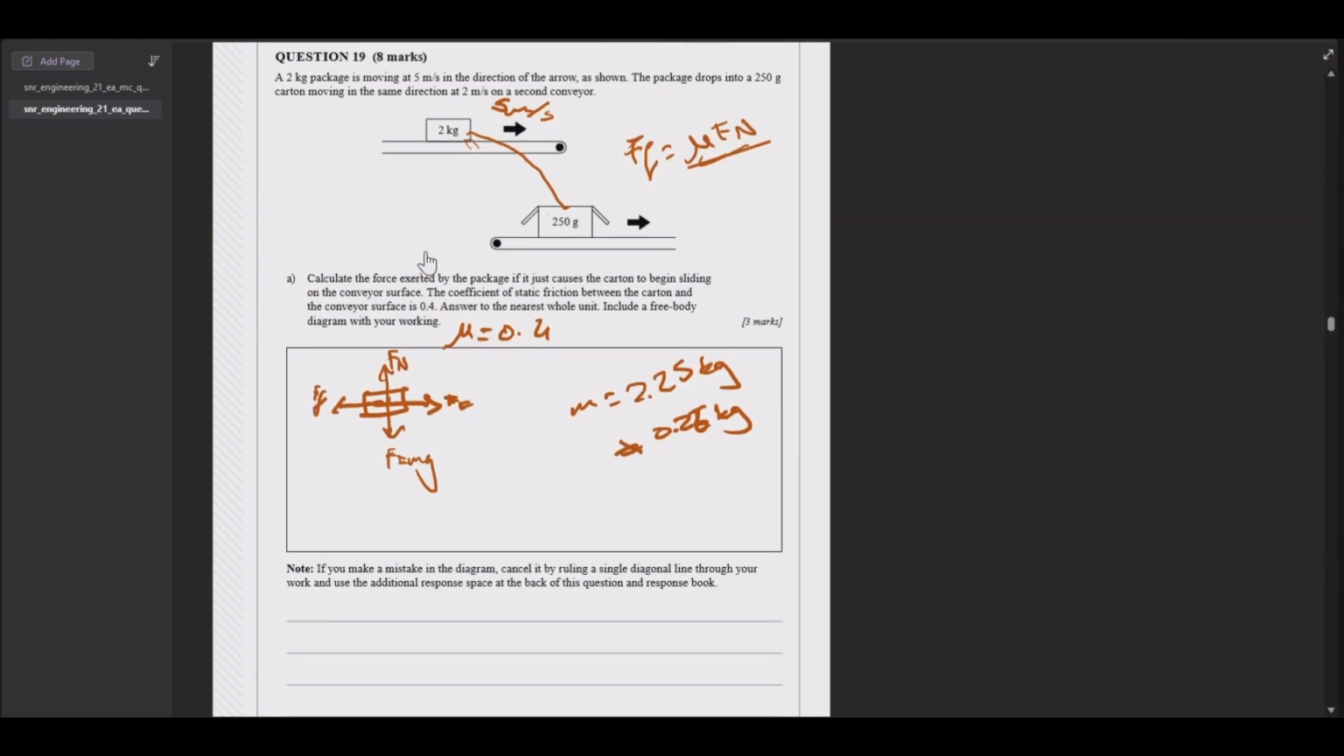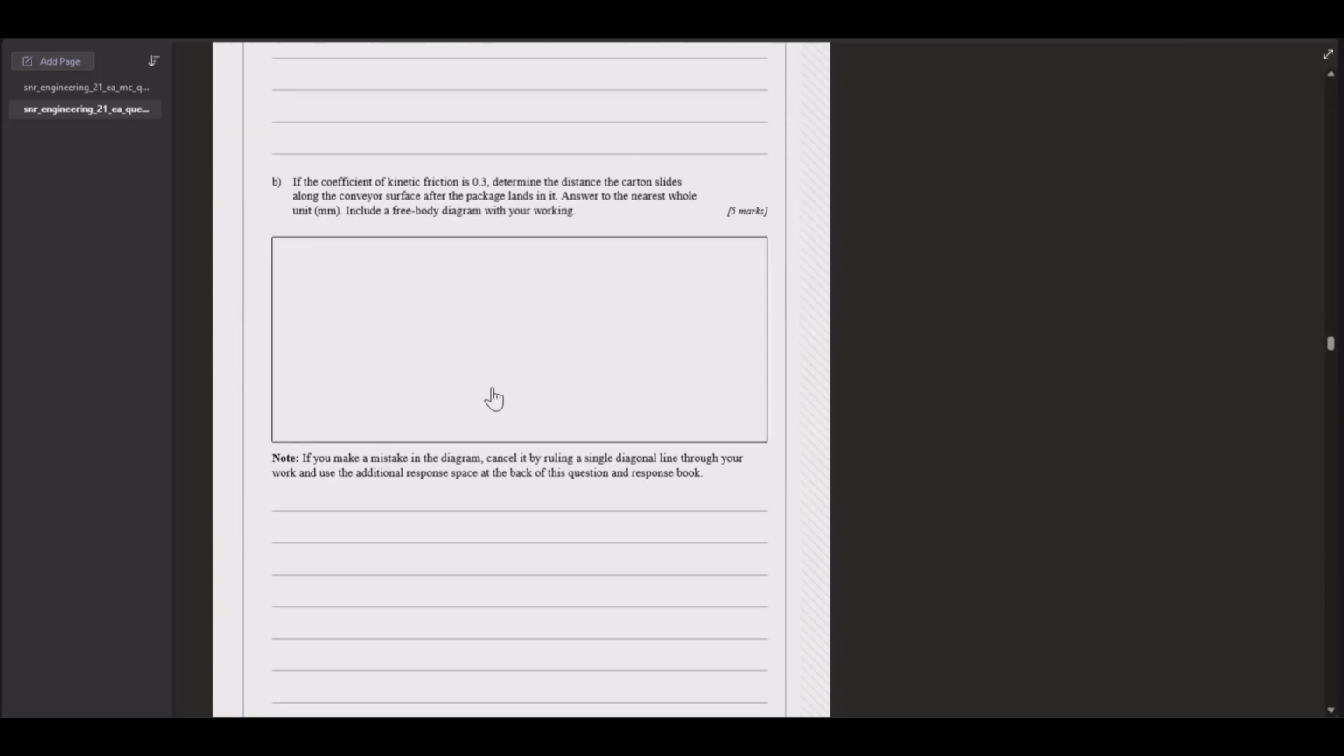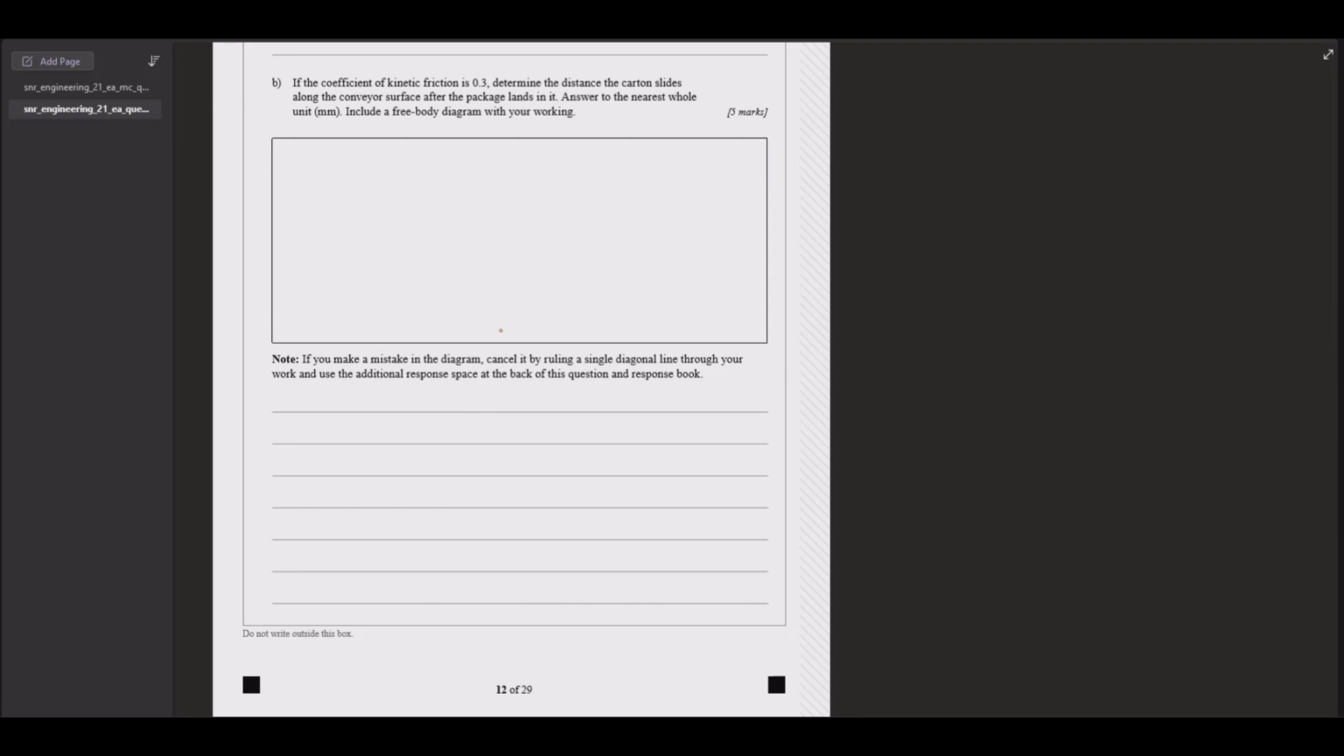Other marks there go for free body diagram, and the working and the correct answer. So now they're doing mu k 0.3.